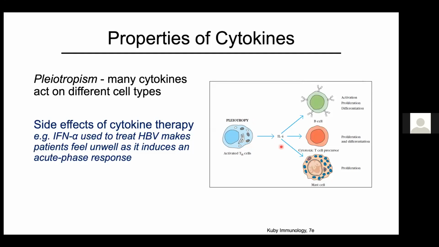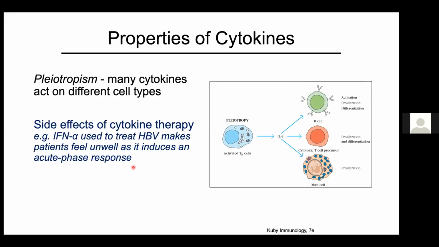An example given here is interleukin-4. It can cause activation, proliferation, and differentiation of your B cells, but it can also cause proliferation and differentiation of T cells and also mast cells, okay? So you have one cytokine having an effect on more than one cell type. It means all these cell types have a receptor for interleukin-4.